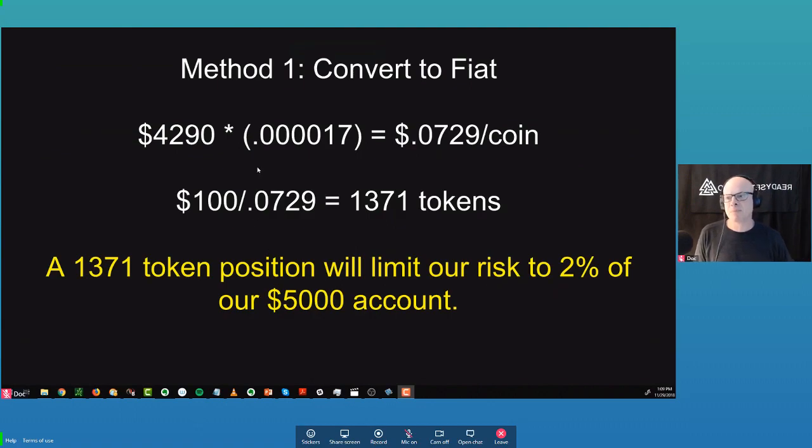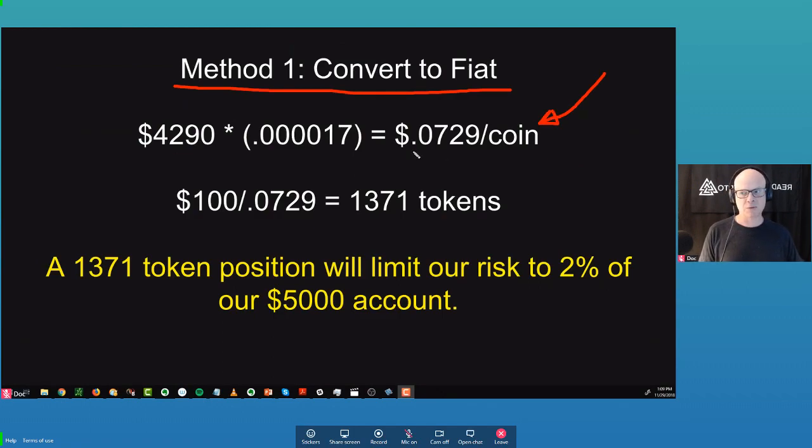Okay, so method number one, what I'm going to do to begin with is convert this to fiat currency. Now, you can also do this if you go to coinmarketcap.com, or you can check your math with coinmarketcap.com. So that's exactly what I did. I went over to coinmarketcap.com and I said, let's make sure that I'm not telling a lie here. And it was somewhere in the vicinity of 7.3 cents.